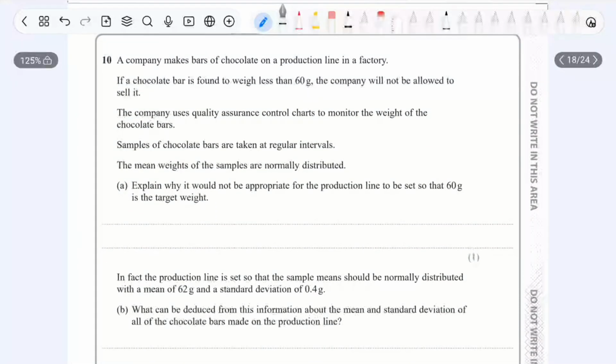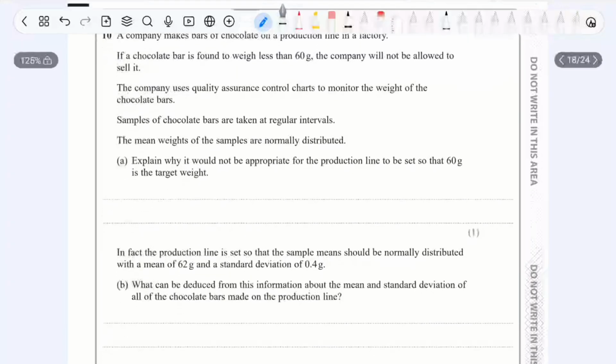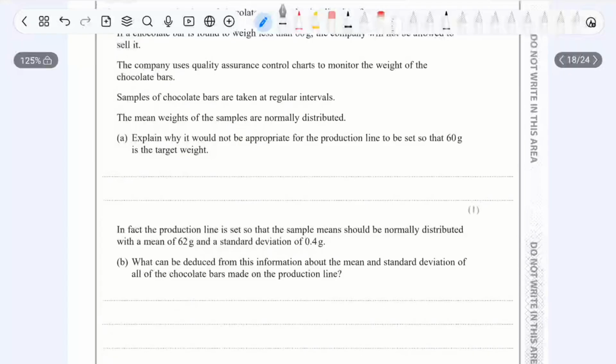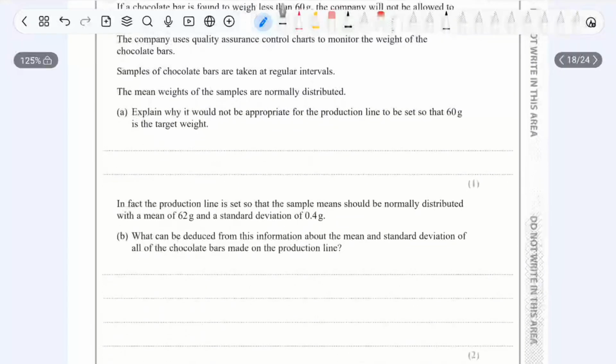Question 10. A company makes bars of chocolate on a production line in a factory. If a chocolate bar is found to weigh less than 60 grams, the company will not be allowed to sell it. The company uses quality assurance control charts to monitor the weight of chocolate bars. Samples of chocolate bars are taken at regular intervals, and the mean weights of the samples are normally distributed. Explain why it would not be appropriate for the production line to be set so that 60 grams is the target weight.